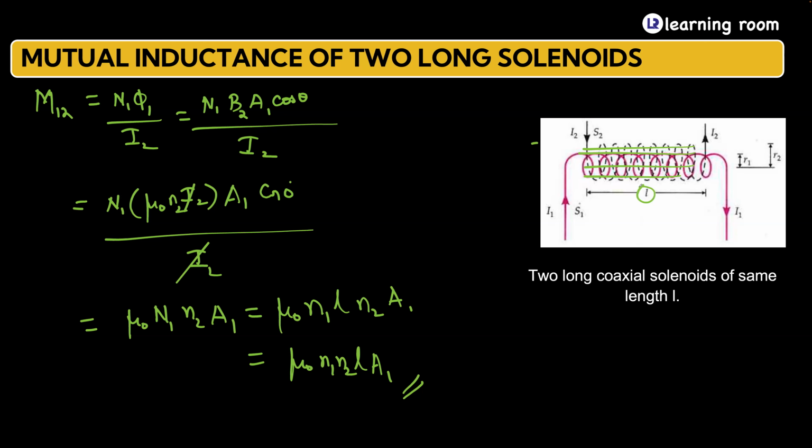Okay, mu naught n1 n2 into L into A1 is going to be the value of M12. So M12 will be equal to M21 in this case, provided L is the same. Are you able to understand this? So make a note of it.